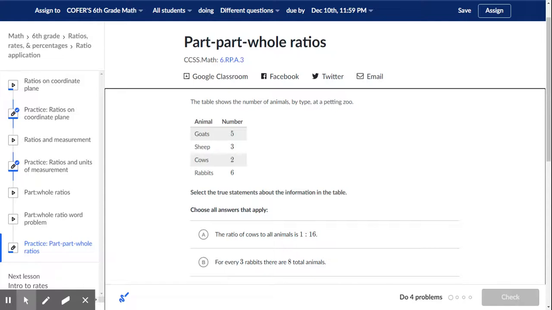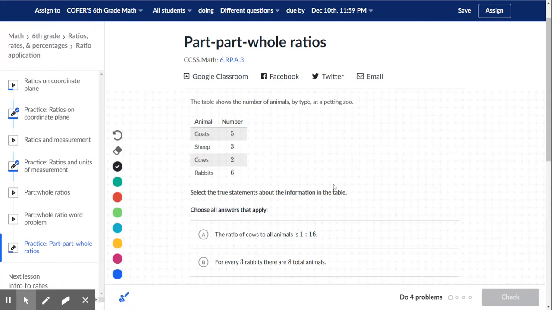With part to whole ratios, they give us basically a chart or a ratio, and they want us to compare certain things in there to everything as a whole. In order to figure out everything as a whole, we have to add everything up. So here, they want us to compare some animals at the petting zoo. They have 5 goats, 3 sheep, 2 cows, and 6 rabbits. Then they tell us to select the true statements about the information from the table.